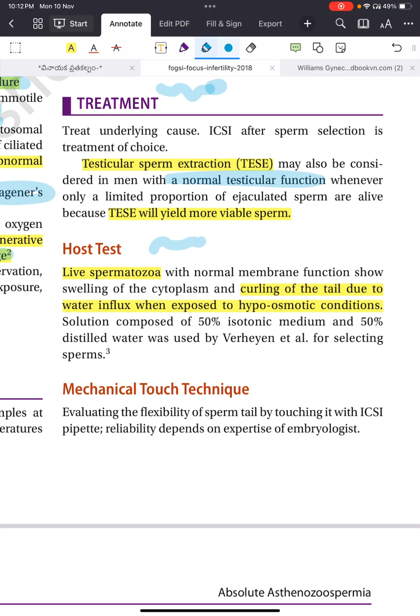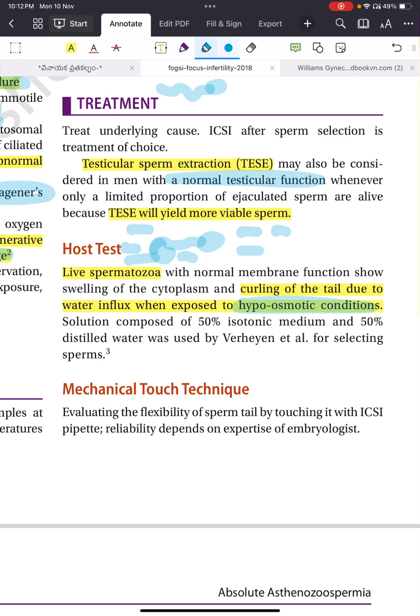You'll take live spermatozoa, and you'll check the function of the membrane. How? You'll expose the spermatozoa to hypoosmotic conditions. Once there is a hypoosmotic condition, there is swelling and curling of the tail due to water influx. That means it is good live spermatozoa.